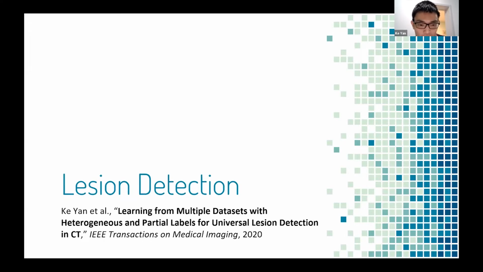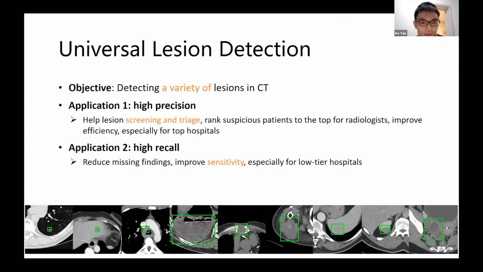This paper was published in Transactions on Medical Imaging. Our goal is to detect a variety of lesions in CT images. There are two possible applications of this algorithm. The first one is that we can help lesion screening and triage. For example, in a very busy hospital, they may have hundreds of CT scans each day, and there are not so many doctors to look at all the CTs. So we want to use our algorithm to rank these CTs and find the lesions in these images. And if one image has many lesions, we can rank it to the top of the doctor's workload, so they can look at these images first.